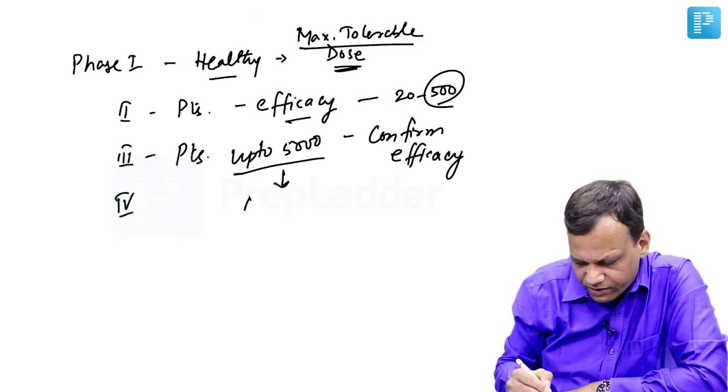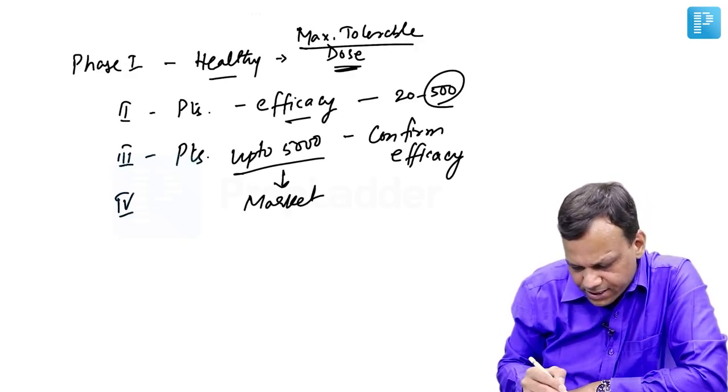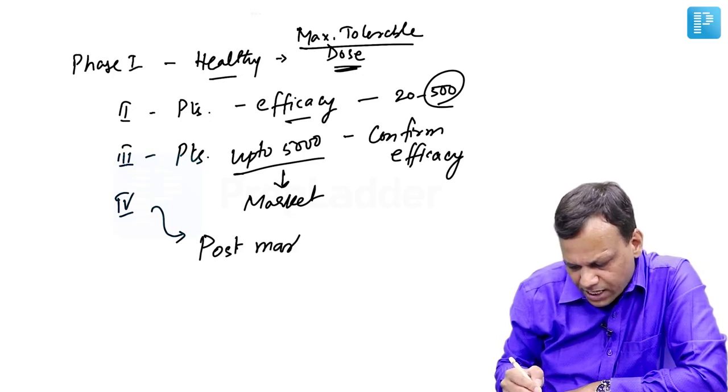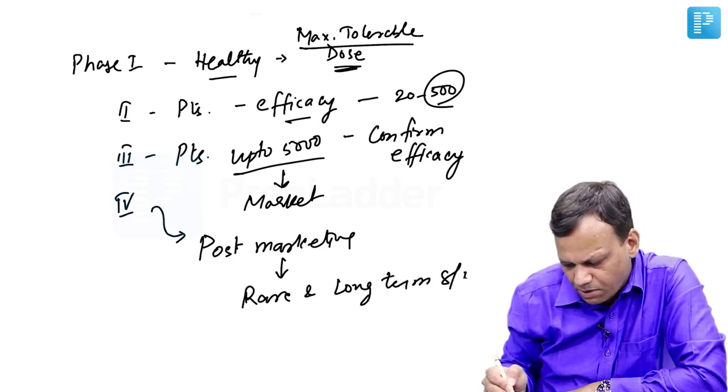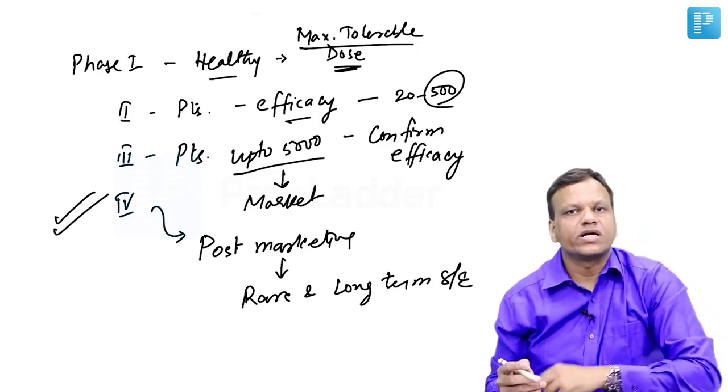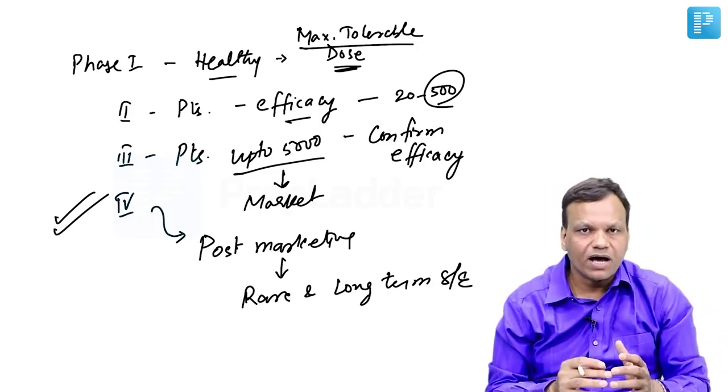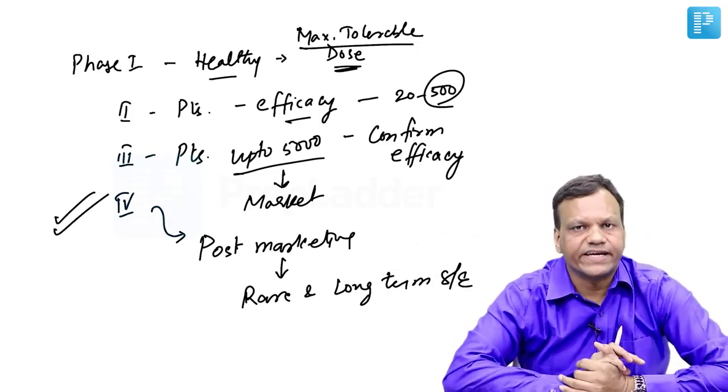So after phase 3 the drug will come into the market. Still, trials are done, which are called post marketing studies. So that is phase 4. These are mainly done for rare and long term side effects of a drug. The maximum number of subjects are recruited in phase 4 because the drug is already in the market. Thousands of people are already taking the drug.